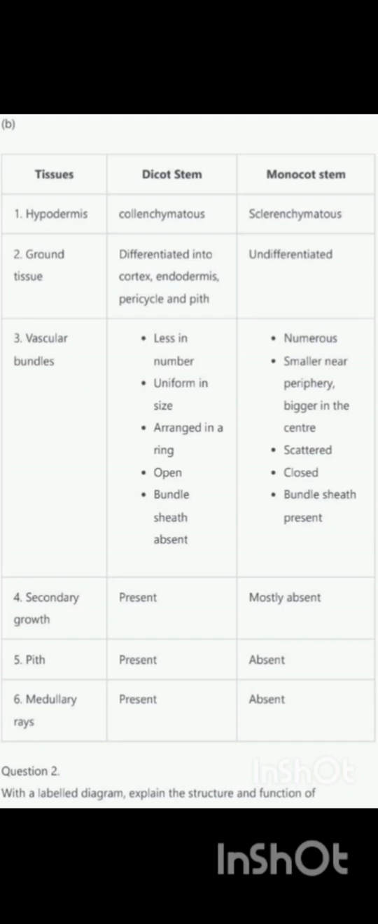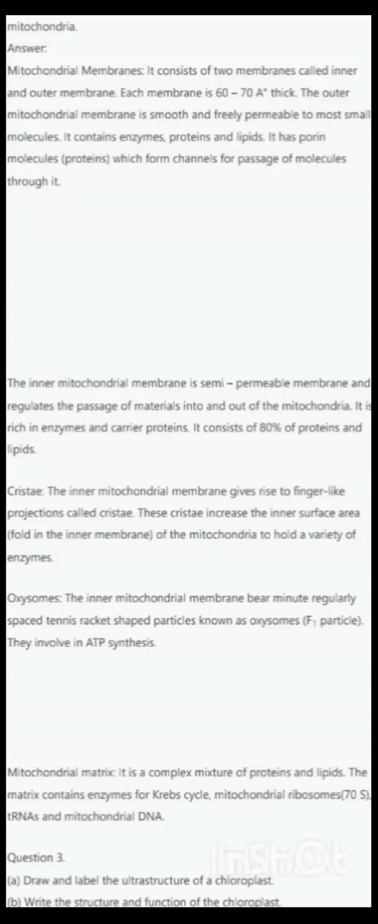Bundle sheath present. 4. Secondary growth. Present. Mostly absent. 5. Pith. Present. Absent. 6. Medullary rays. Present. Absent. Question 2. With a labeled diagram, explain the structure and function of mitochondria.